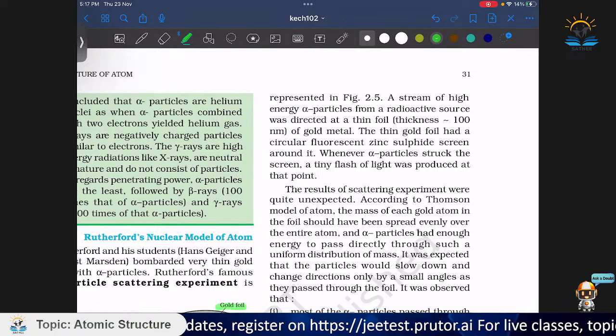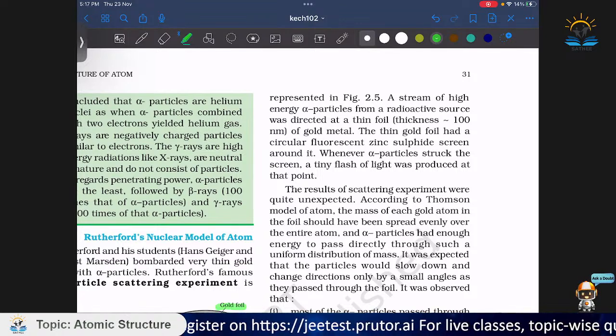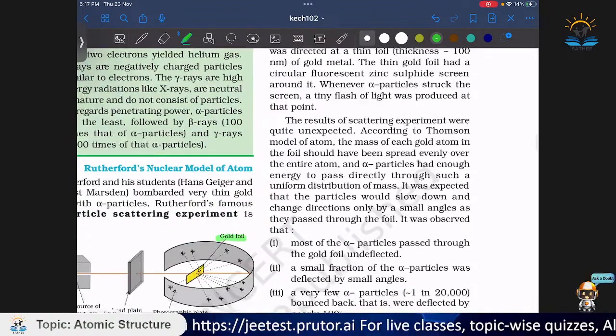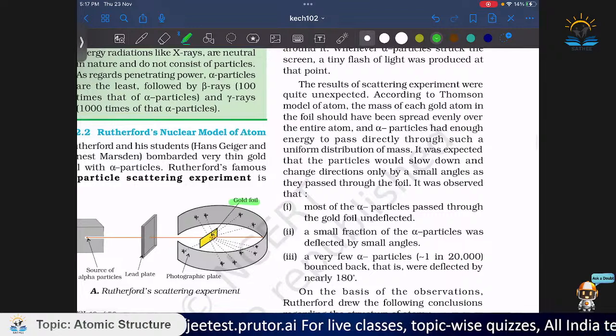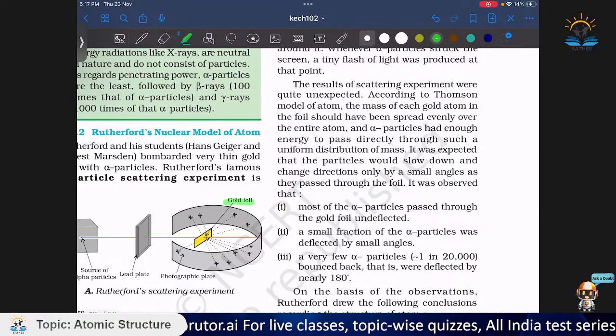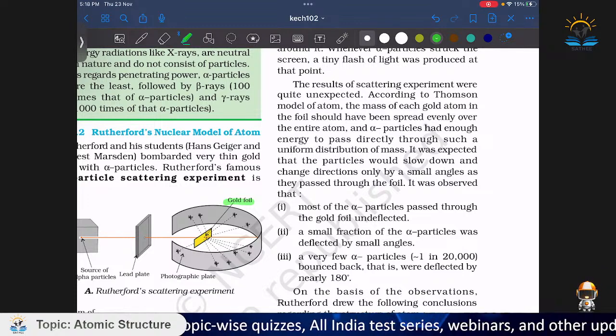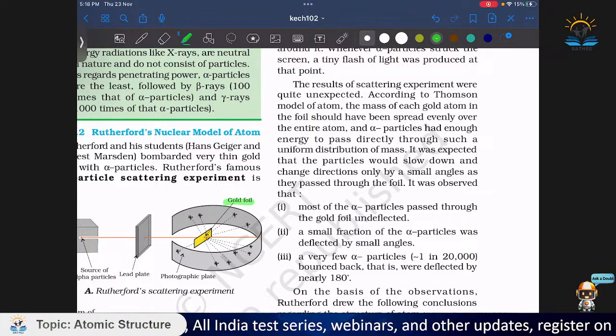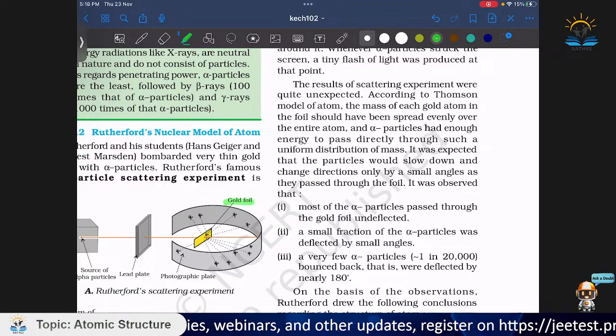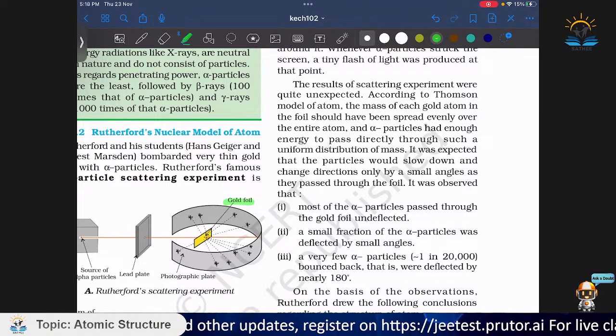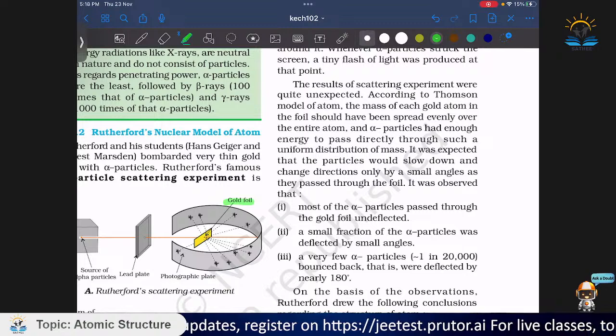The thin gold foil has a circular fluorescent zinc sulfide screen around it. We can see that a zinc sulfide screen was placed around it. Wherever the alpha particles hit the screen, a small flash of light was produced. So the results: what did he expect? He expected that all the alpha particles would get deflected, which is what a normal person at that time would expect. Because gold foil is a solid, if you bombard it with something, you will expect that it will just deflect everything.